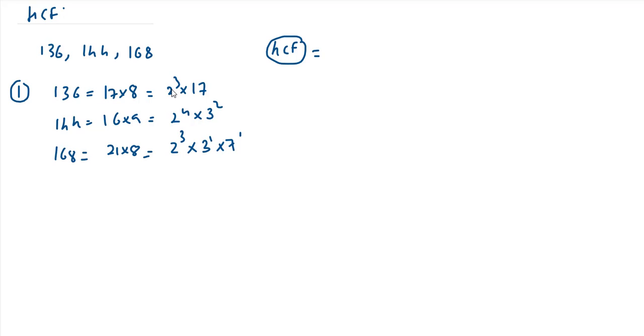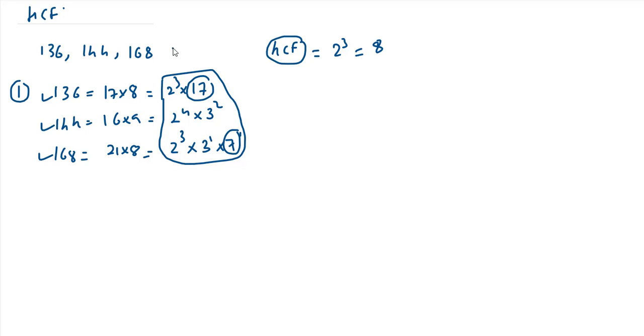So HCF by definition is the highest number which can divide all these numbers. For that we will take the highest power which is common to all these three numbers. As you can see, 2 cube is common to all three. 2 cube is there in 136, in 144 and in 168 as well. Whereas 3 is there in 168 and 144, it is not present in 136, hence it cannot be taken. In the same way, 17 is only present in 136 and 7 is only present in 168. So the only common factor is 2 cube. Hence 2 cube, whose value is 8, is the HCF of these three numbers.